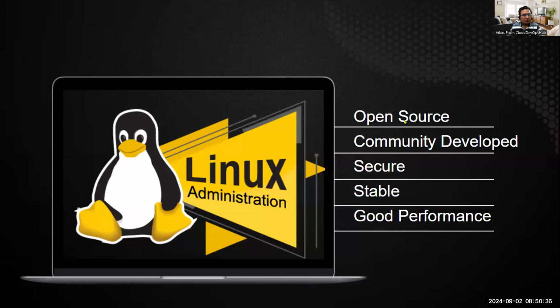Linux is an open source kernel, a kind of operating system we can say. It's community developed. What do you mean by community developed? Developed by multiple people, not developed by a single person. It is very secure compared to any other operating system or any other kernel. Very stable and very good performance-wise, that is Linux. And we are going to understand the Linux administration activities over the Linux environment.